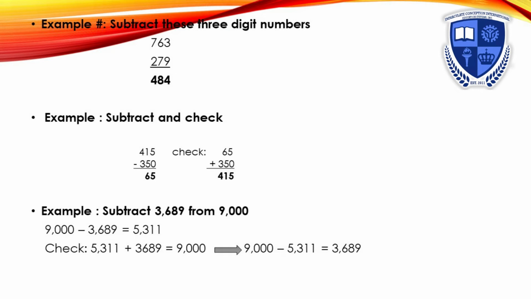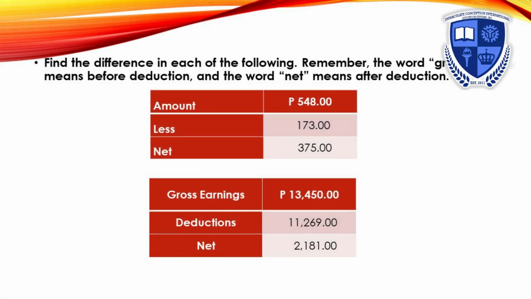Next, for checking po, para sa addition, 5,311, ito ang ating difference na inadd natin sa kanina nating sinubtract na 3,689 at inequal po natin sa 9,000 na kanina ay minuend naman po. Next, for checking naman po para sa subtract, 9,000 minus 5,311 is equal to 3,689.